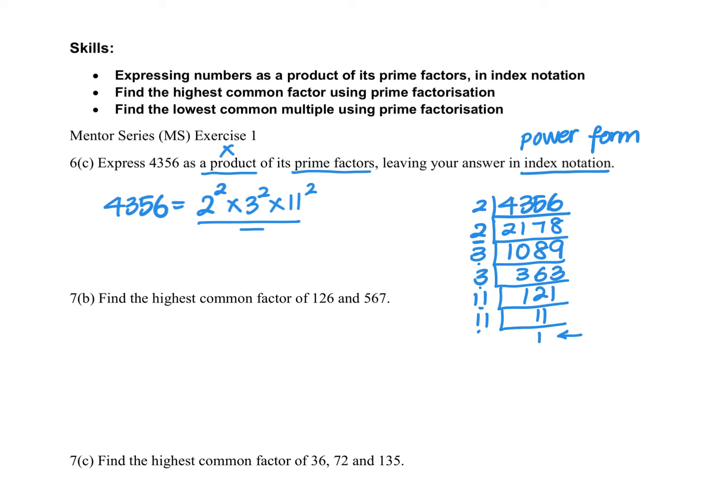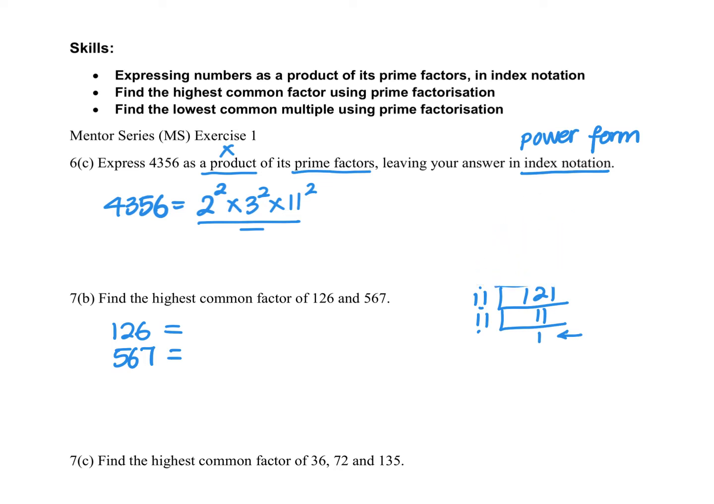Now, how do we use this skill of prime factorization to help us find the highest common factor? So let's move on to the next question. For example, find the highest common factor of 126 and 567. The first thing that we need to do is express each of the numbers, 126 and 567, as a product of its prime factors. I need to show you the working, but in the exam, you may not have time to do all the working over here, so you might want to learn to use the calculator wisely.